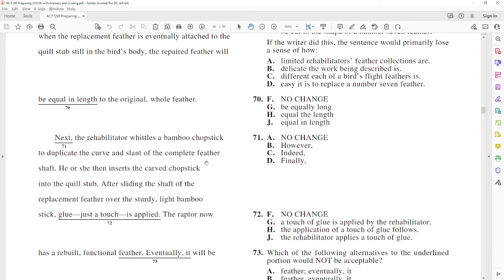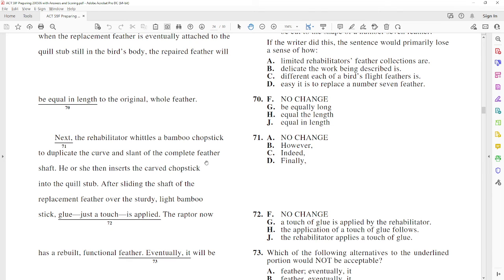All right, so what's the relationship between what comes before this thing and maybe even what comes after? Well, this is another item in the list. We've got some things above it that the rehabilitator had to do. So it could be specifically numbered. If this was the third thing, we might say third, but we would say something like next. All right, let's cross out what was already there. Well, next works. However, doesn't.